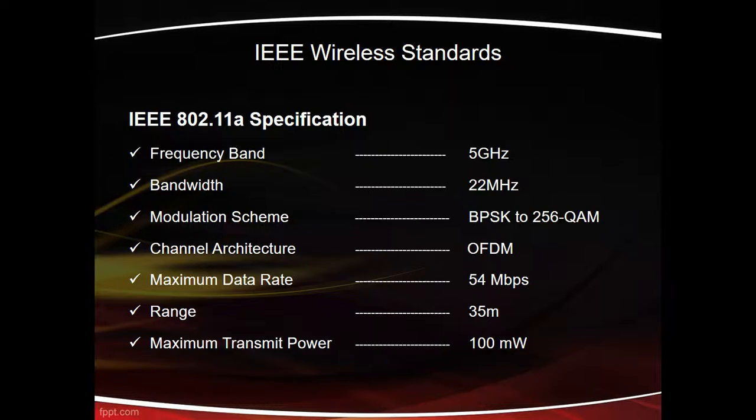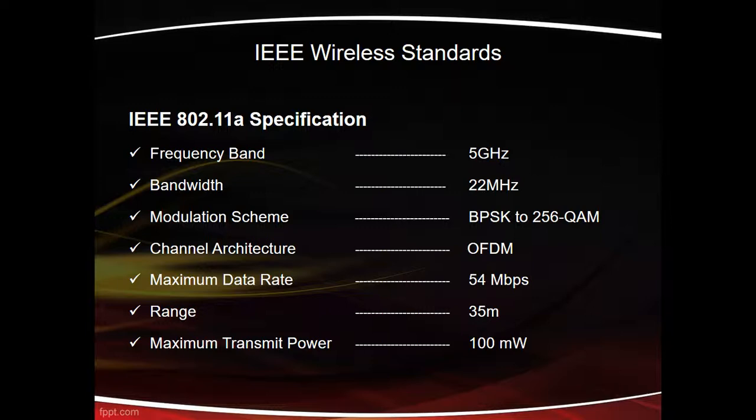The specification of 802.11a is the first point: the frequency band and the bandwidth of the channel, and the modulation scheme, BPSK and QAM amplitude modulation techniques, and the channel architecture using OFDM. We discussed these things in our previous presentation, the orthogonal frequency division multiplexing, and the maximum data rate and the range in which the technology works. The maximum transmit power is 100 milliwatts. Those are the basics of the IEEE standards.